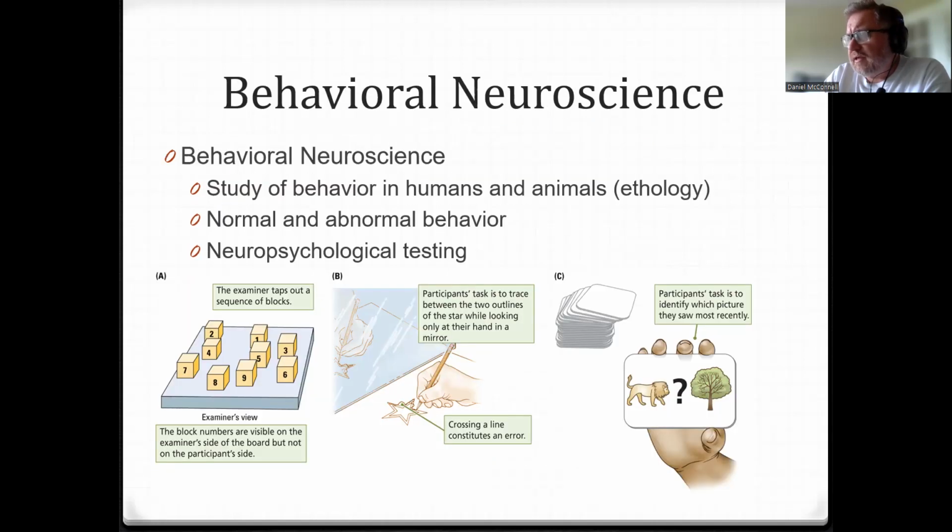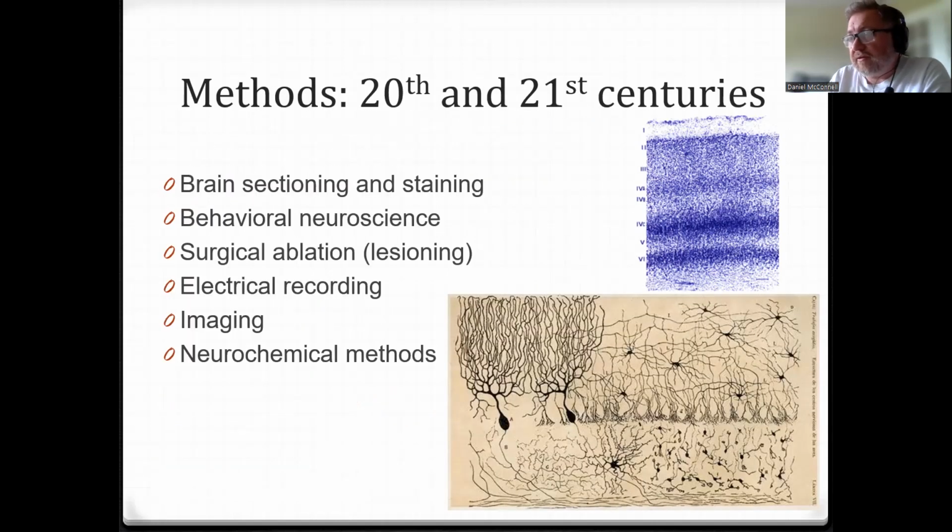Let me come back to that, right? So that's back here, electrical recording. Now, imaging, as I mentioned, we might just want to do something like a CT scan to look in the brain and see if there's damage, for example.